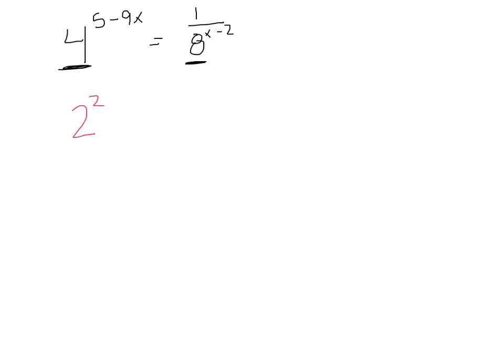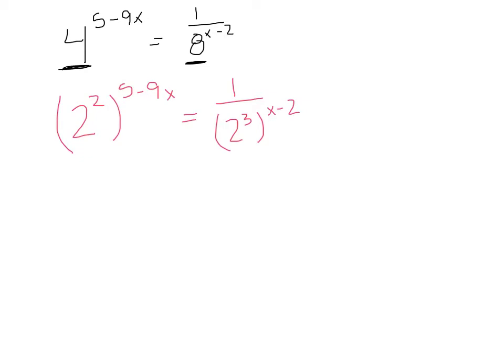So we could say 2 squared to the 5 minus 9x equals 1 over 2 cubed to the x minus 2. So this kind of helps me out a little bit. I have a common base. However, one of those bases is in the denominator. So now we have to think back to our rules of exponents.